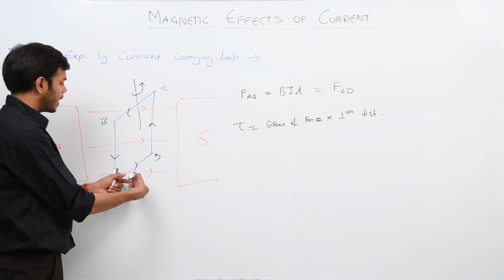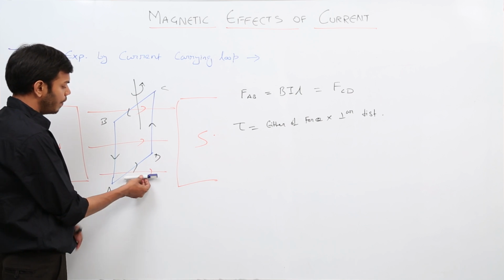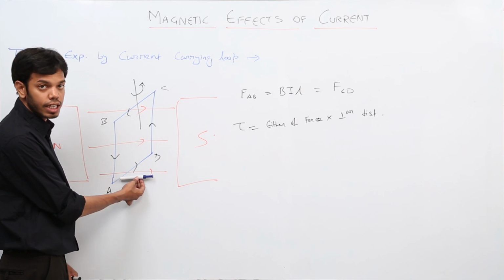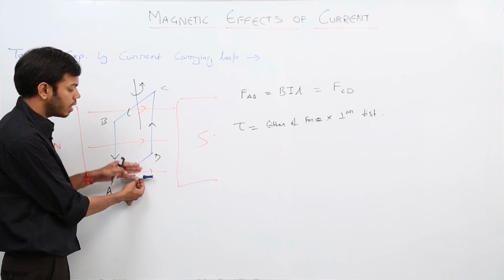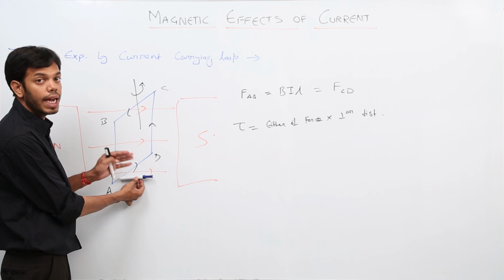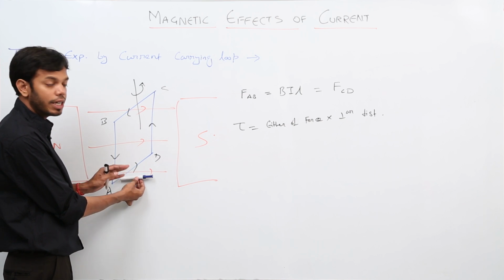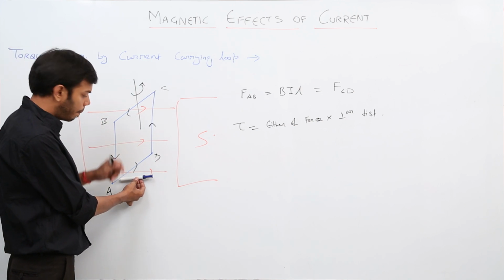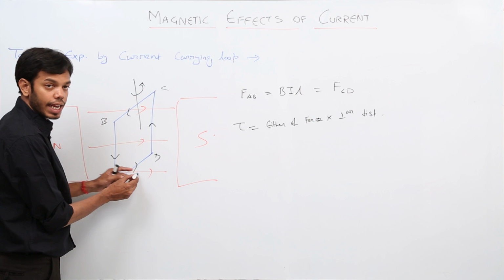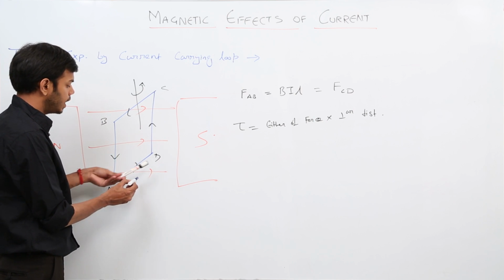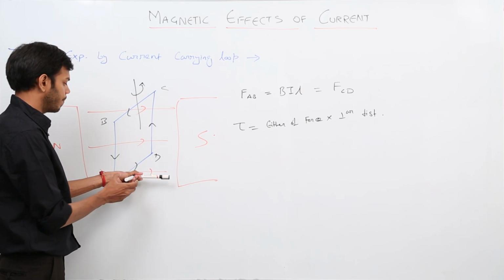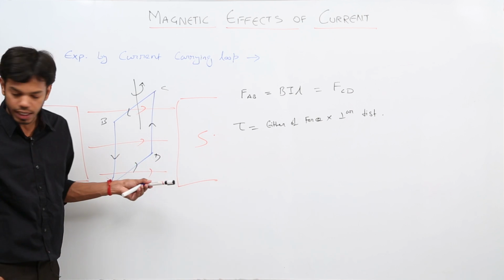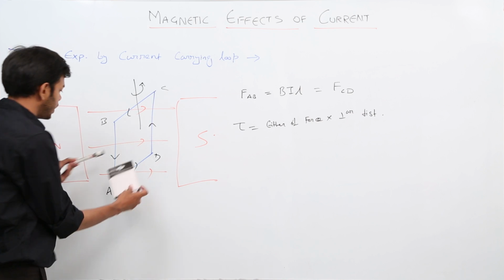When the conductor is in this direction, length and magnetic field are in the same direction. That means theta will be 0 degrees and BIL sin 0 will be 0, and ultimately there will be no force acting on AD, and hence no force acting on BC. But when the wire is in this direction and the magnetic field is in this direction, getting my point? The wire has taken the complete turn like this.